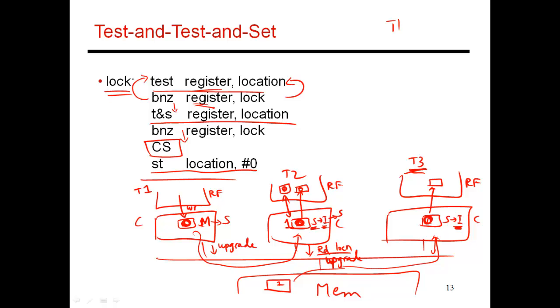And in the meantime, what's happening, right? In the meantime, this test and set may have happened, and so you got a message saying that T2 is doing an upgrade. So this block again goes back to being in invalid state.